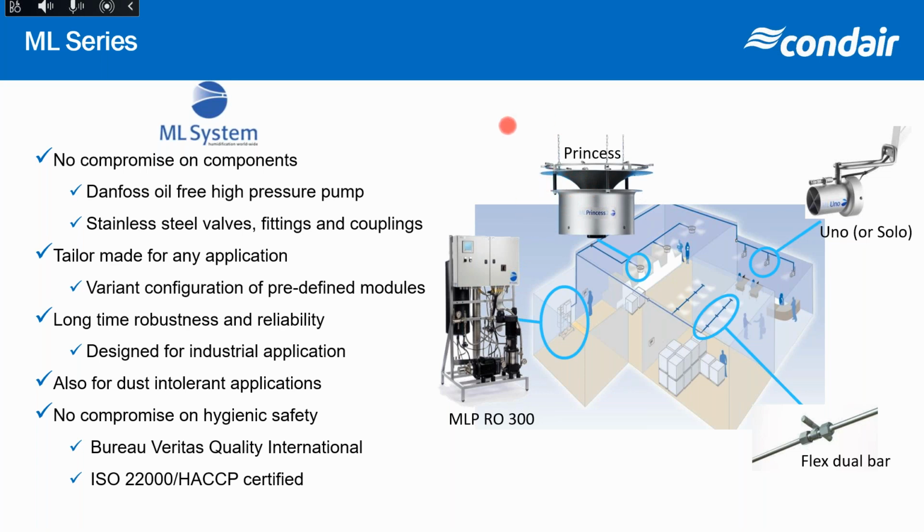But when you go into office spaces, often you don't have that kind of ceiling height to work with. What we can do is use these Unos or these Solos, and they are capable of being used in spaces with ceilings as low as 8 feet. So that makes the ML system, high pressure system, and in-space very configurable to many different applications. And again, it also is available with the RO system that is part of Condair's package.